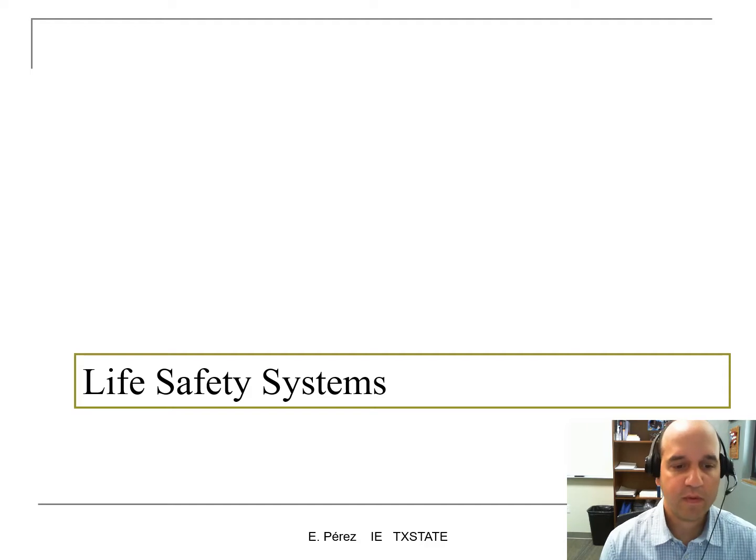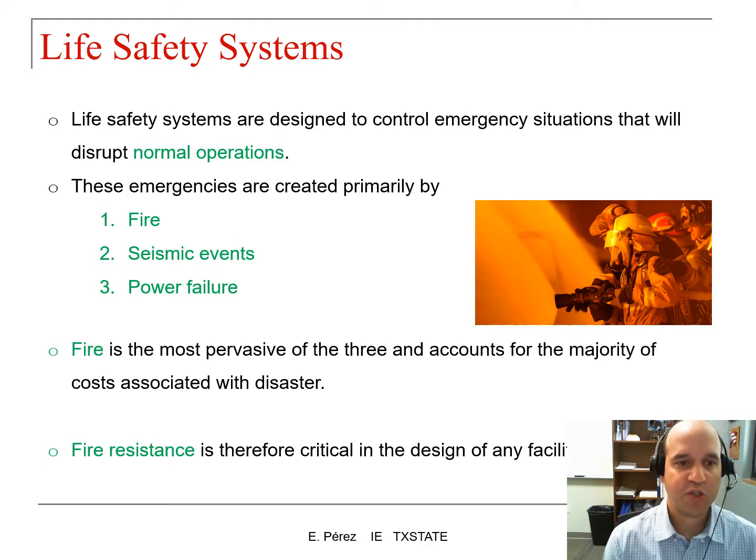From here, we can move to life safety systems, which is the last piece of this lecture. Life safety systems are designed to control emergency situations that will disrupt normal operations. These emergencies are created primarily by fire, seismic events, and power failure.